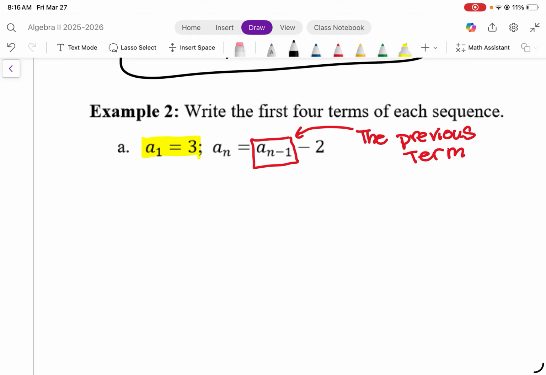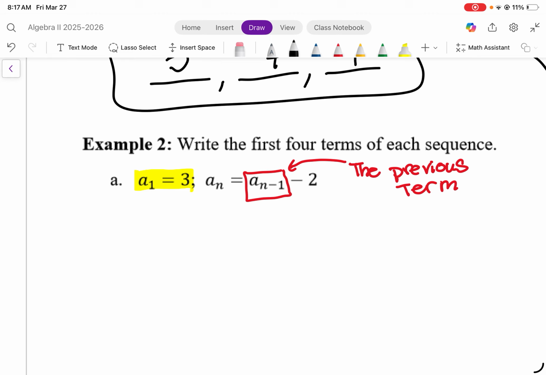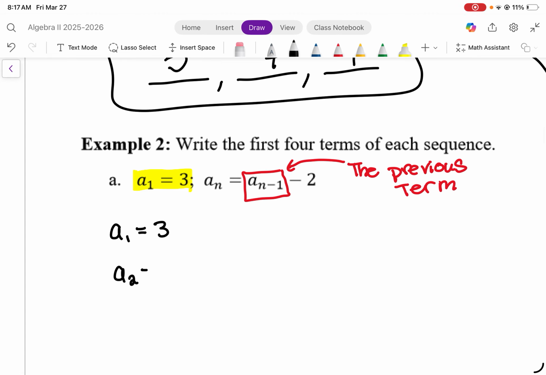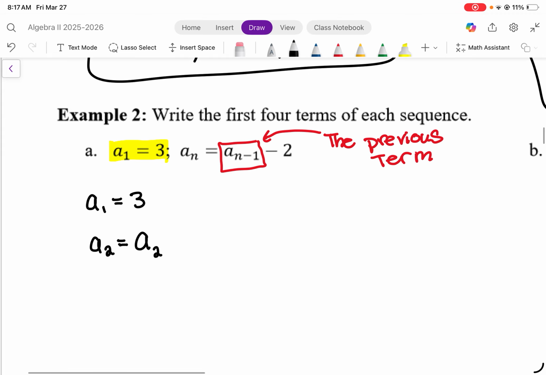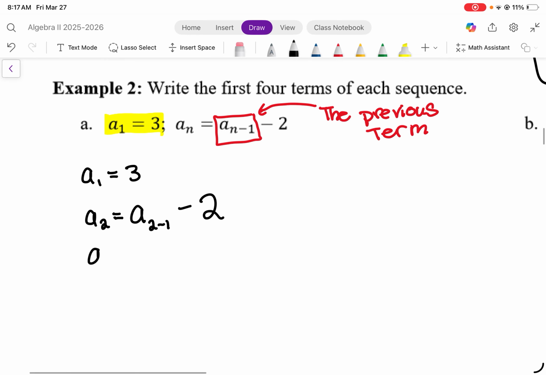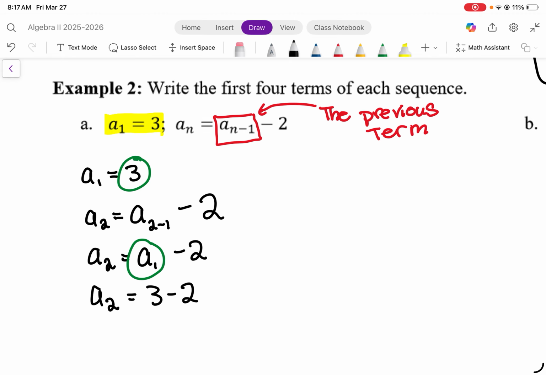So for an example, we already know we're finding the first four terms. We know the first term is equal to 3. So let's find our second term. If our n value equals 2, when we substitute in that 2, we would have a sub 2 minus 1, and then minus 2. If we simplify that, it would be just a sub 1 minus 2. And we already know from before that a sub 1 equals 3, so we can plug in a 3. And 3 minus 2 equals 1.